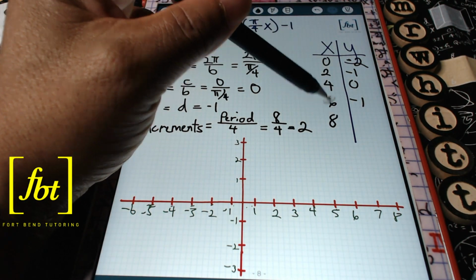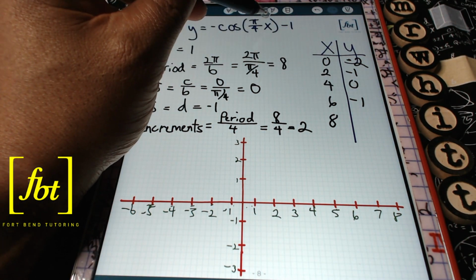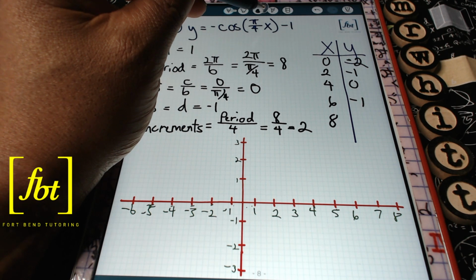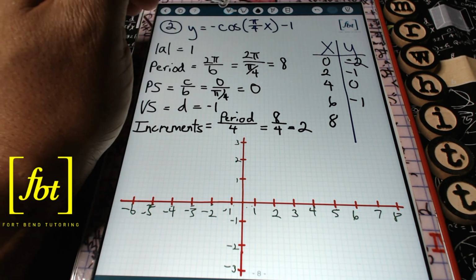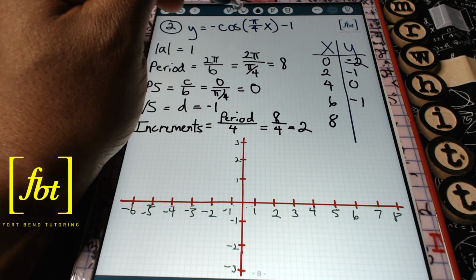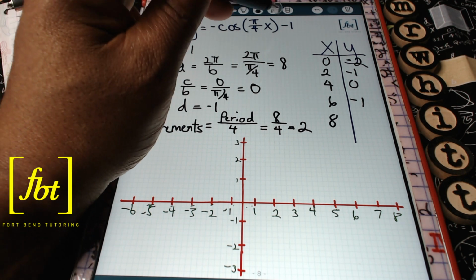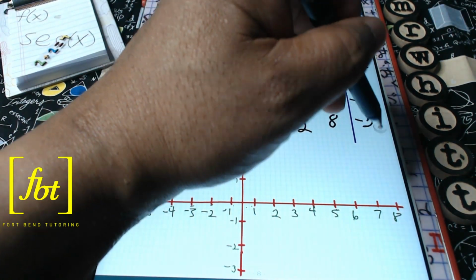Finally, plugging in the number 8, you'll have pi over 4 times 8, which is 8 pi over 4, which simplifies to give you 2 pi. Cosine at 2 pi is 1, and the opposite of 1 is -1. -1 minus 1 gives you a result of -2.